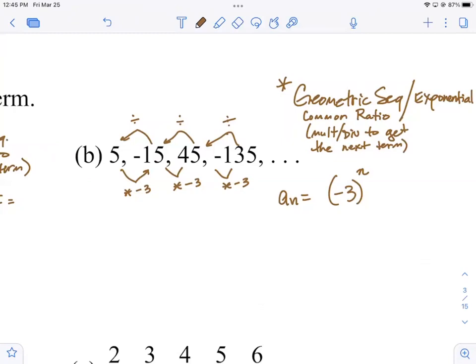Let's see. -3 to the first would be -3. So this has to be a sub 1. And it's not. So how do I turn a -3 into a 5? Here's another thing you can do. Watch this.